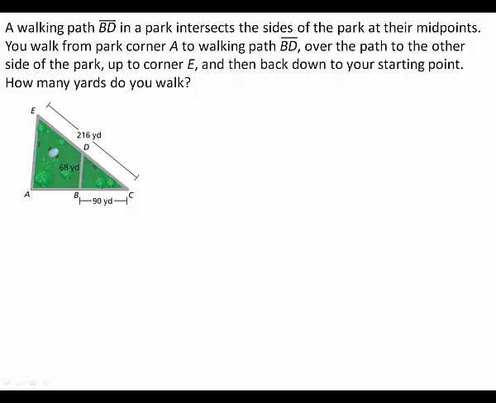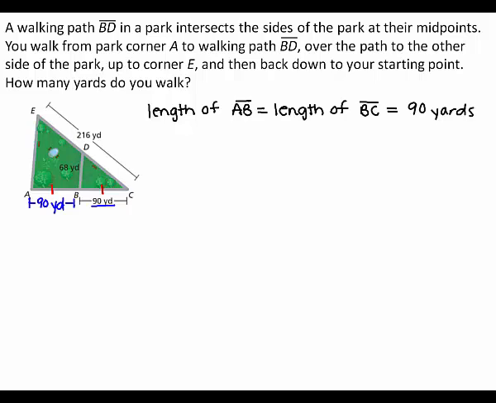In this problem, you are told that segment BD intersects the sides of the park at their midpoints. So, point B is the midpoint of segment AC. Therefore, the length of segment AB is equal to the length of segment BC. From the diagram, you know that the length of segment BC is 90 yards. So, the length of segment AB is 90 yards as well.